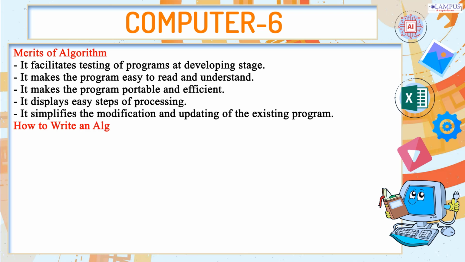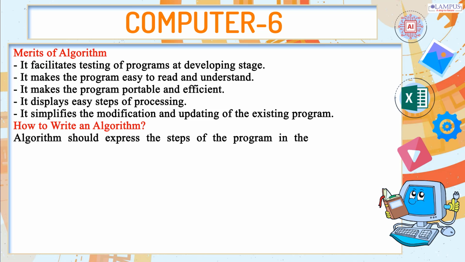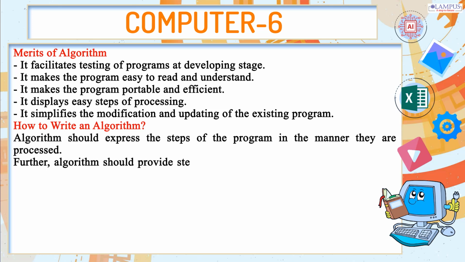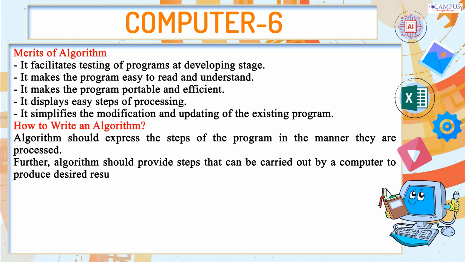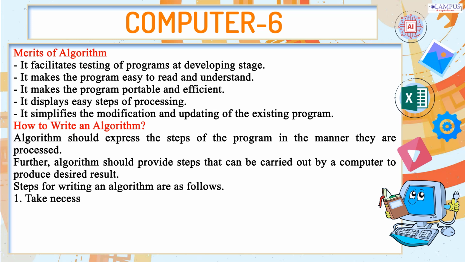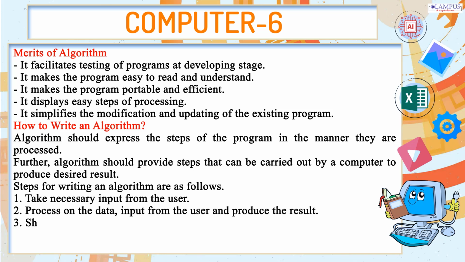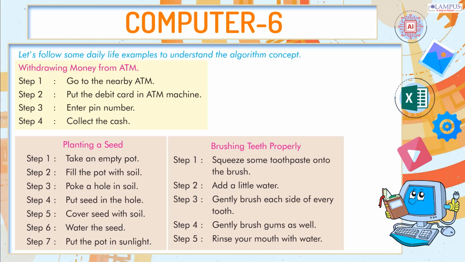How to write an algorithm? An algorithm should express the steps of the program in the manner they are processed. Further, an algorithm should provide steps that can be carried out by a computer to produce the desired result. Steps for writing an algorithm are as follows. 1. Take necessary input from the user. 2. Process the data input by the user and produce the result. 3. Show the result. Let's follow some daily life examples to understand the algorithm concept.